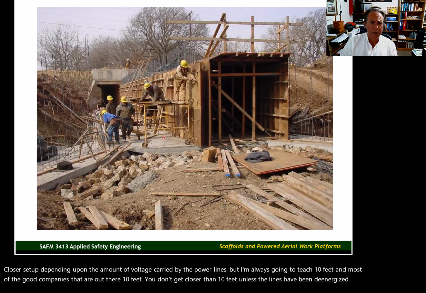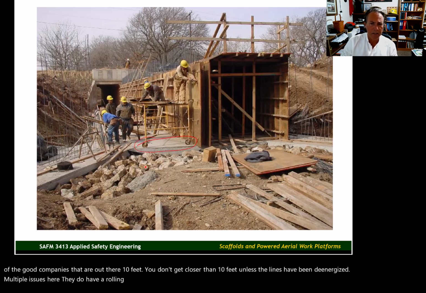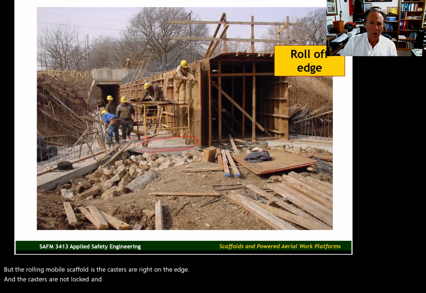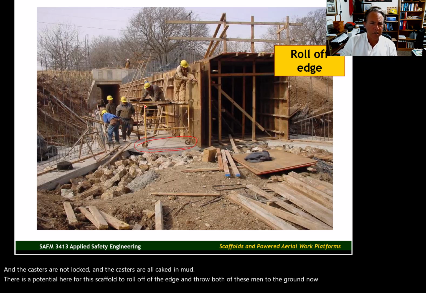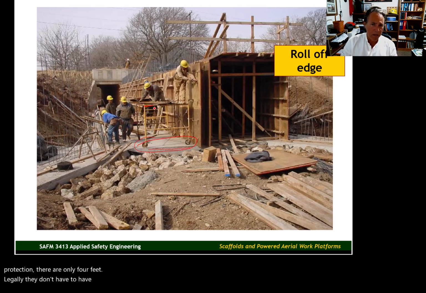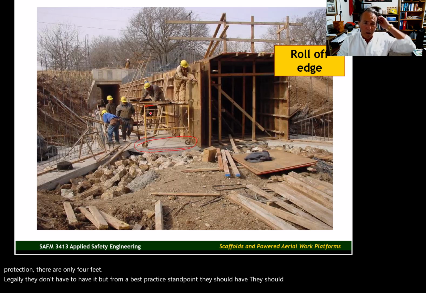Multiple issues here. They do have a rolling mobile scaffold set up. That's pretty cool. But on the rolling mobile scaffold, the casters are right on the edge, and the casters are not locked, and the casters are all caked in mud. There is a potential here for this scaffold to roll off of the edge and throw both of these men to the ground. Now, as far as fall protection, they're only 4 feet. Legally, they don't have to have it. But from a best practice standpoint, they should have. They should have a handrail in place, guardrail in place.